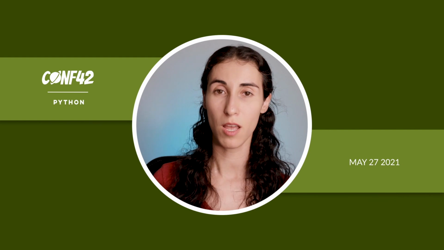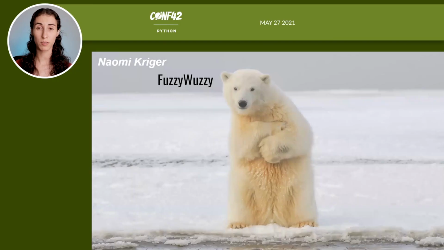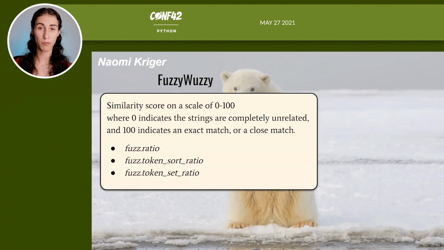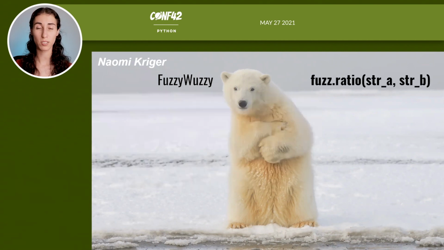So let's begin. Fuzzy Wuzzy is a library that has a few different functions. Each such function receives 2 strings and produces a similarity score on a scale of 0 to 100. 0 indicates no match, the strings are completely unrelated from one another, and 100 indicates either an exact match or something very close to that. Now today, under Fuzzy Wuzzy, we will learn about 3 functions: fuzz ratio, fuzz token sort ratio, and fuzz token set ratio. So let's start with our first function, fuzz ratio.